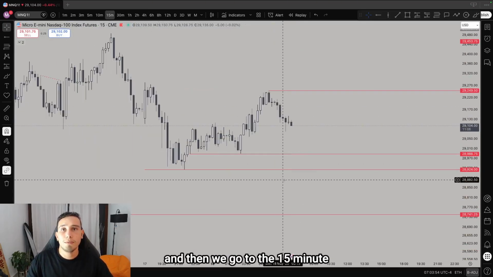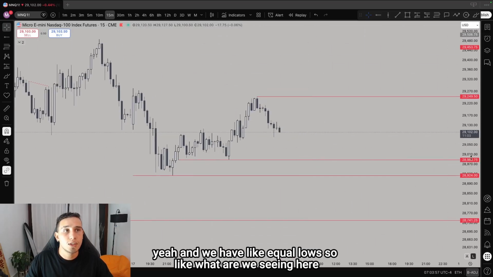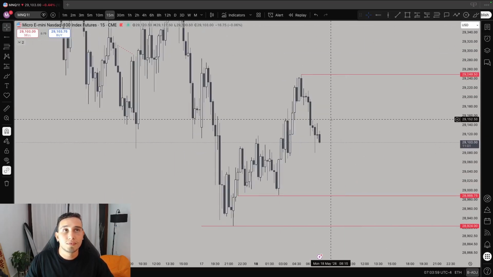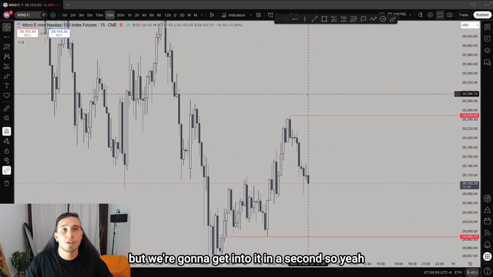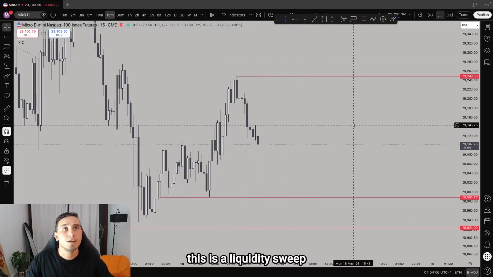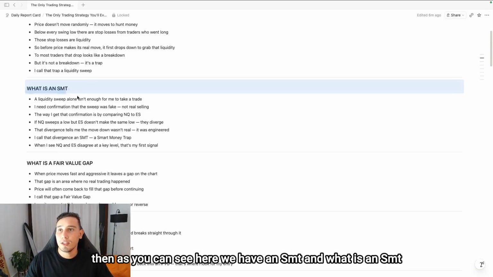And then we go to the 15 minute, and we have equal lows. So what are we seeing here? We probably have some sort of SMT, but we're gonna get into it in a second. So yes, this is a liquidity sweep. Then, as you can see here, we have an SMT.